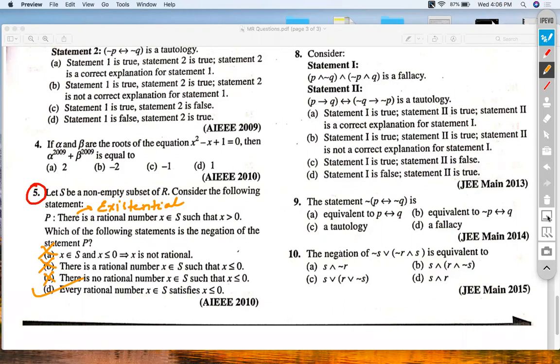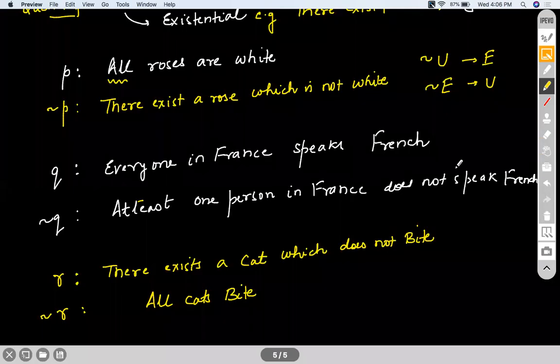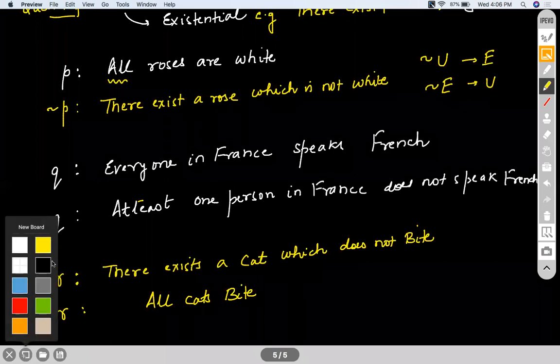Okay, so this is how you have to deal with this kind of problem. And let me tell you one problem it definitely comes. Okay, next, compound statements. Did I unshare the screen? No, sir, it's nice.